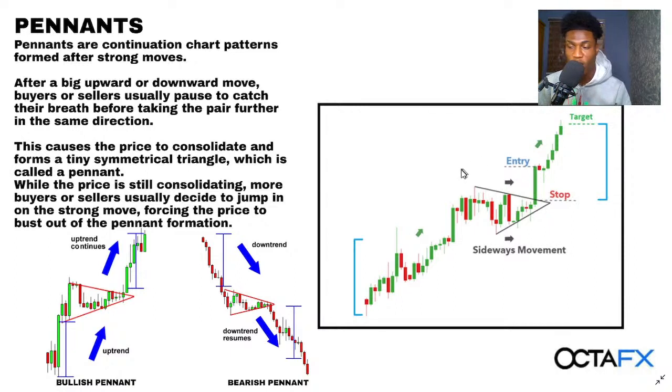Another important thing to know about the pennants is that they are short-term patterns that are usually completed within 1 to 3 weeks, but a triangle pattern takes a much longer time to form. So the pennant forms faster.